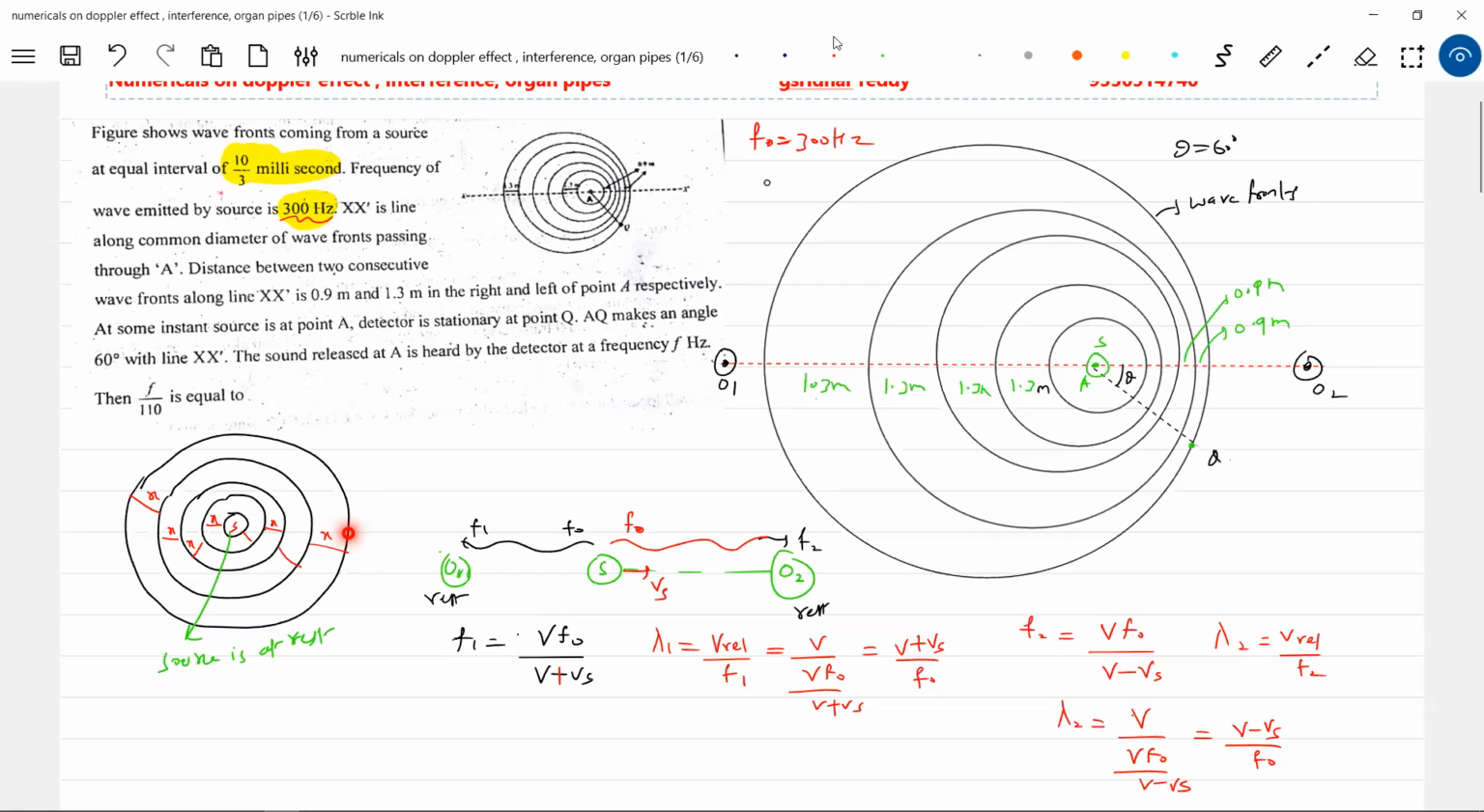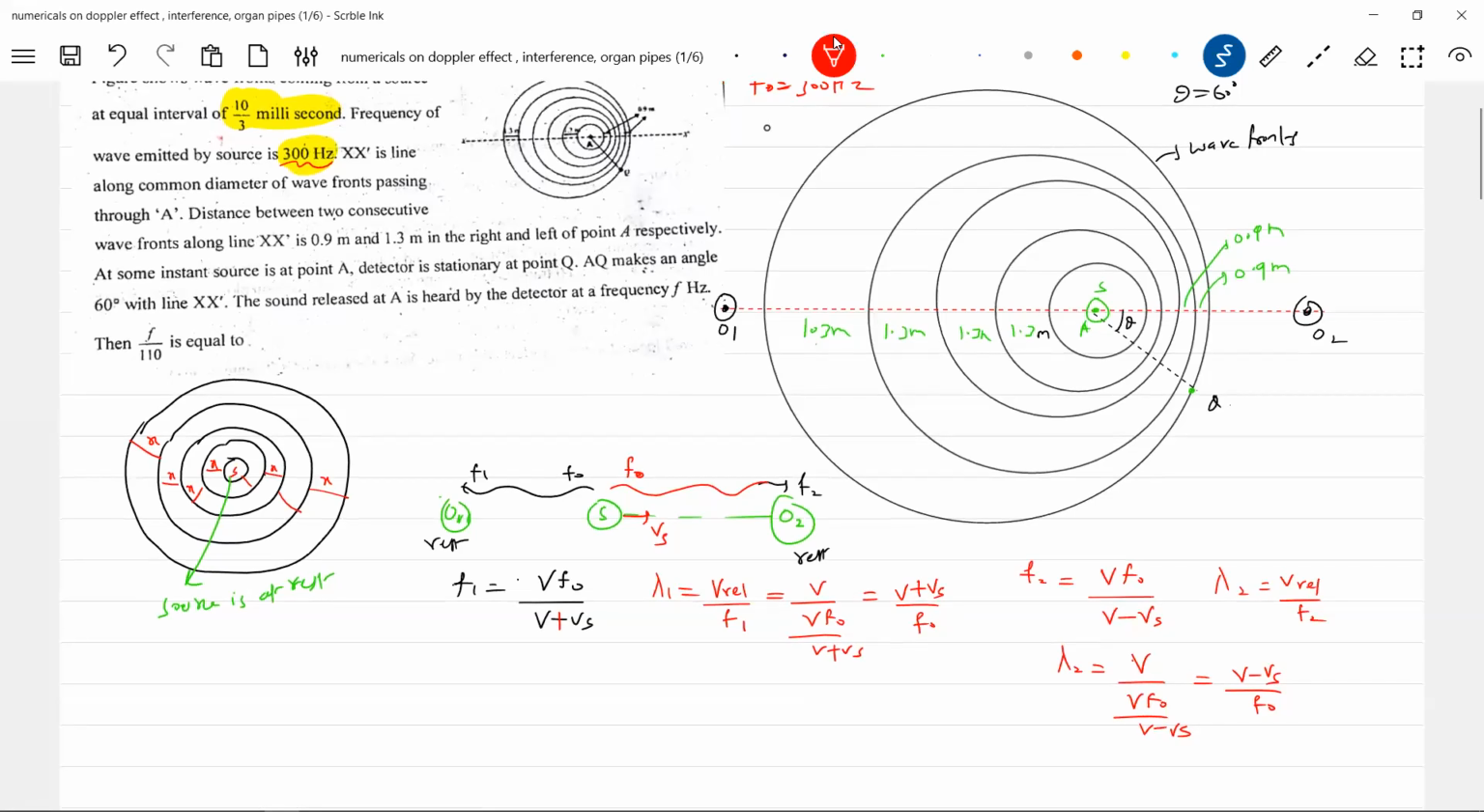I just wanted to test you with the wavefront concept here. Able to understand? What is the situation now? Do we know the wavelength? Yes, lambda one is 1.3 meter. Do we know the speed of sound? Not given. Do we know the speed of source? Not there. F naught is given. So what is all available? From this, what can I write?